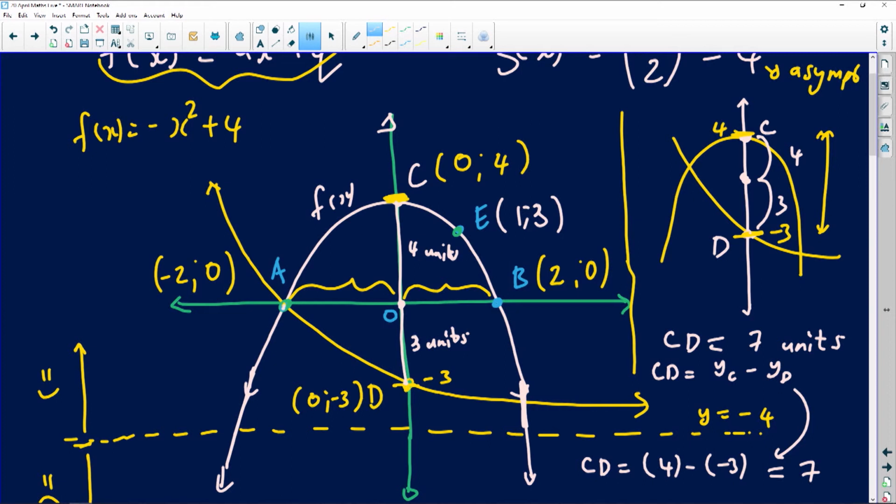The next question is asking for the equation of the line that passes through point A and point D. Now, I want to state this, very important, guys. Graphs are limited to finding y-intercept, finding x-intercept, finding asymptotes, finding turning points, full stop. That is graphs. Anything beyond that is not graphs anymore.